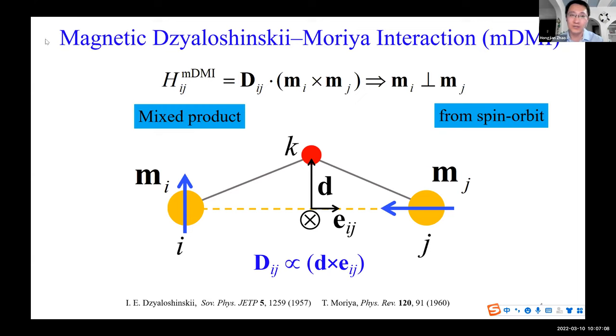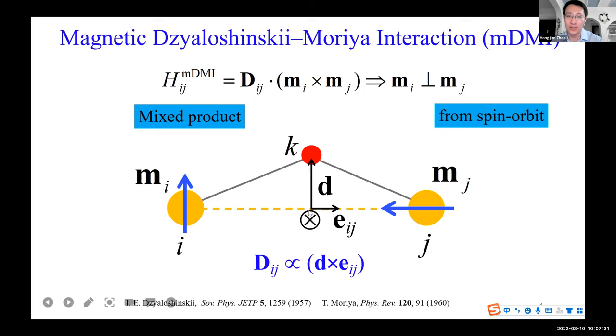And it originates from spin-orbit coupling. This formula shows the magnetic DMI interaction. Typically, it is a mixed product form. This is the interaction coupling the magnetic moments on site i and site j. So Mi and Mj interact with each other via an intermediate atom K.